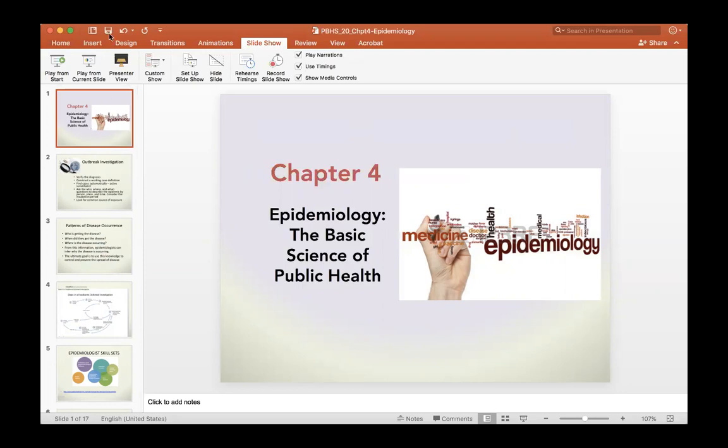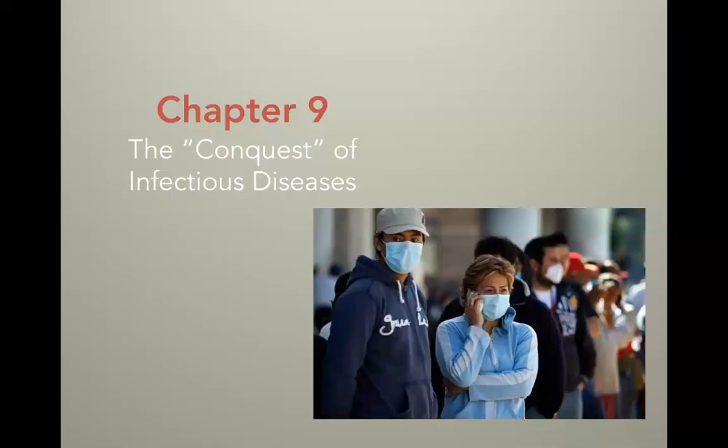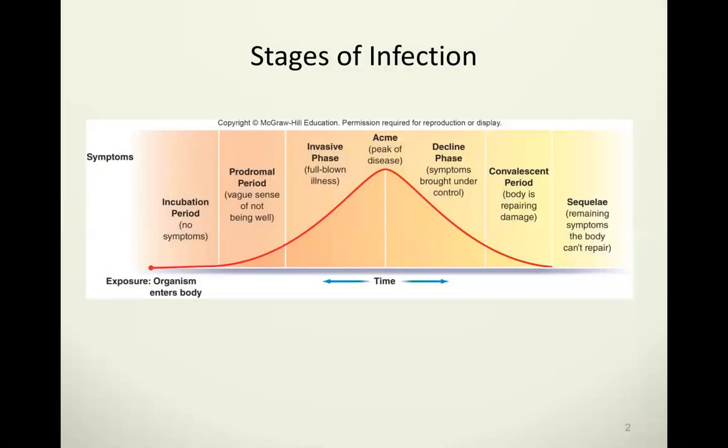Now, I'm going to minimize this, and we're going to pull up Chapter 9, and we're going to be talking about infectious disease. So with that in mind, you know that an epidemiologist is constantly tracking diseases. What diseases do they need to constantly be tracking would be one of the questions I would want to know. One of the things they need to do is always track a disease from the incubation period all the way to the very end of the whole stages of infection.